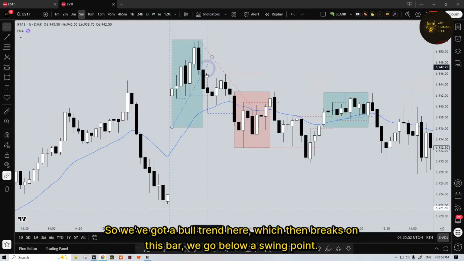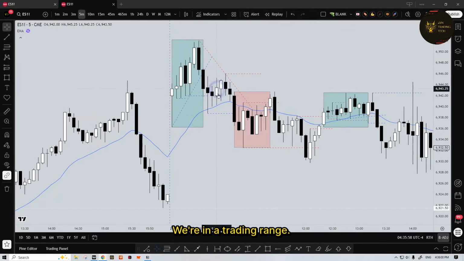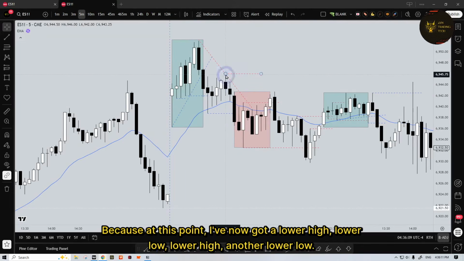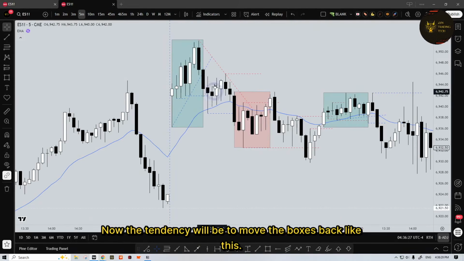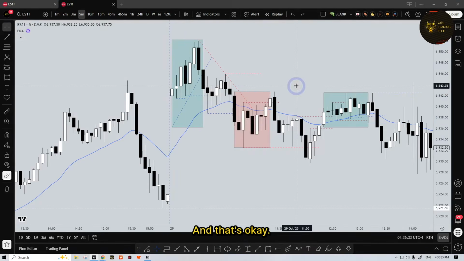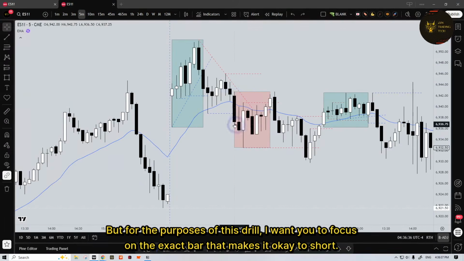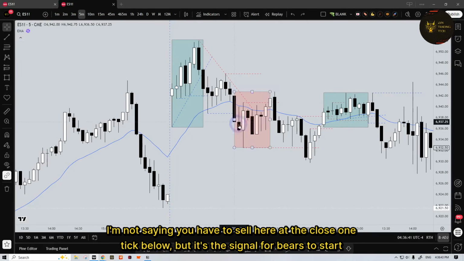So we've got a bull trend here, which then breaks on this bar. We go below a swing point. We're in a trading range. Now we get a break below this bar. Why is the bear trend starting there? Because at this point, I've now got a lower high, lower low, lower high, another lower low, channel line. Now the tendency will be to move the boxes back like this. And that's okay. But for the purposes of this drill, I want your focus on the exact bar that makes it okay to short. I'm not saying you have to sell here at the close one tick below, but it's the signal for bears to start selling.